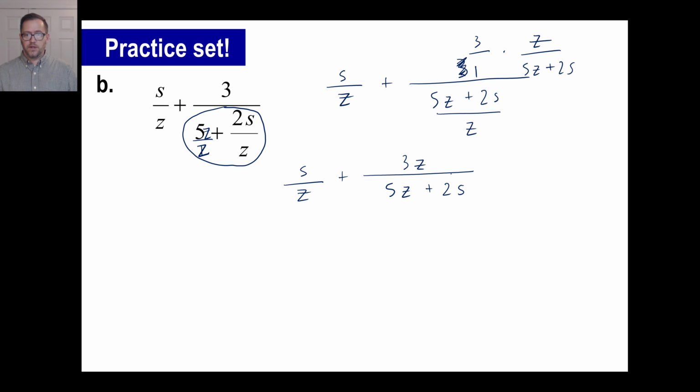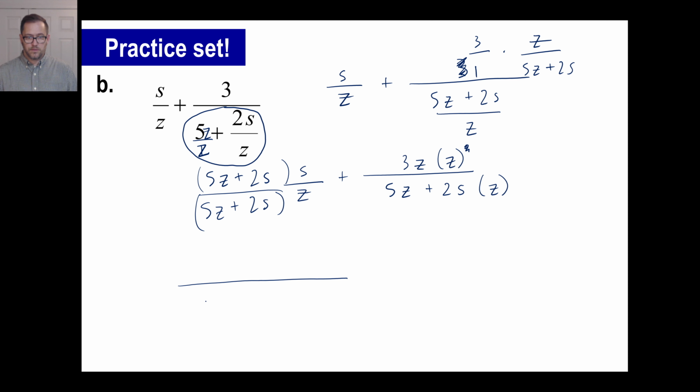Woof! This is going to be fun, this common denominator. That gets multiplied by Z. This gets multiplied by Z. Oops, got ahead of myself there. And this over here gets multiplied by 5Z plus 2S. And this also gets multiplied by 5Z plus 2S. All righty. So at least you just have to write one denominator now. I'm just going to keep it like it is: Z times 5Z plus 2S.